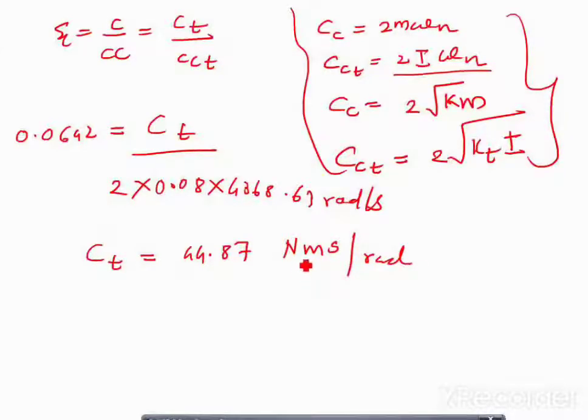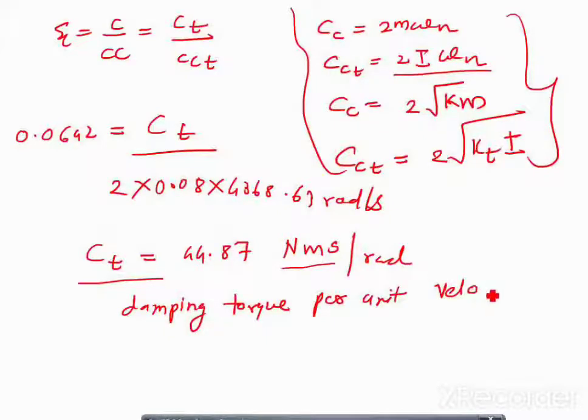Remember this unit. So this torsional damping coefficient Ct is nothing but a damping torque per unit velocity. Newton meter is nothing but the torque, and radian per second is nothing but the velocity. So the Ct which you have found is nothing but the damping torque per unit velocity.